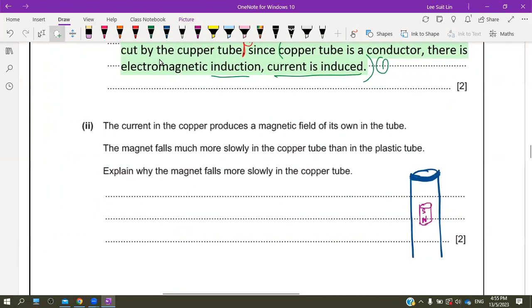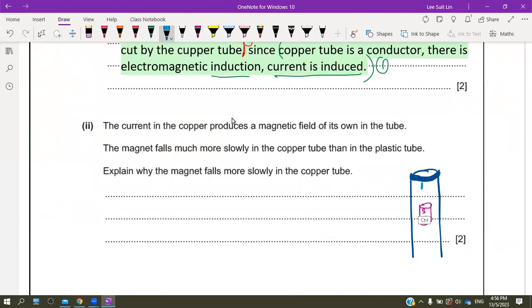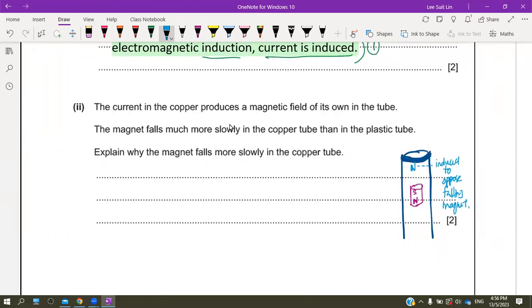So let's say the magnet already fell to this position. So the coil down here is like, hey, you come back lah. So this one becomes a South pole, trying to attract the magnet bar. Please come back, magnet bar. I miss you. So this one is induced South pole to oppose the falling magnet. So that means there's a force attracting the magnet bar upwards.